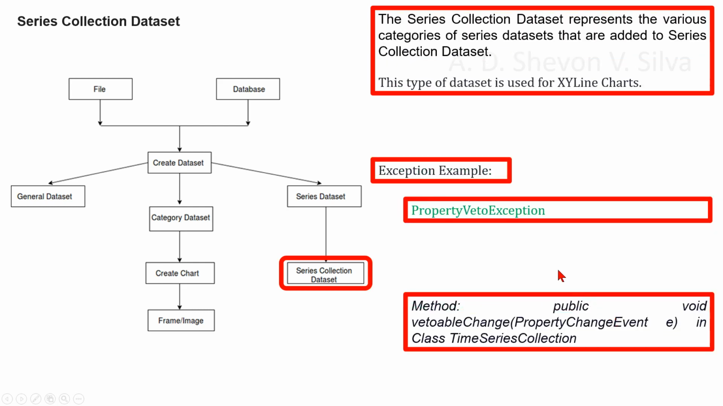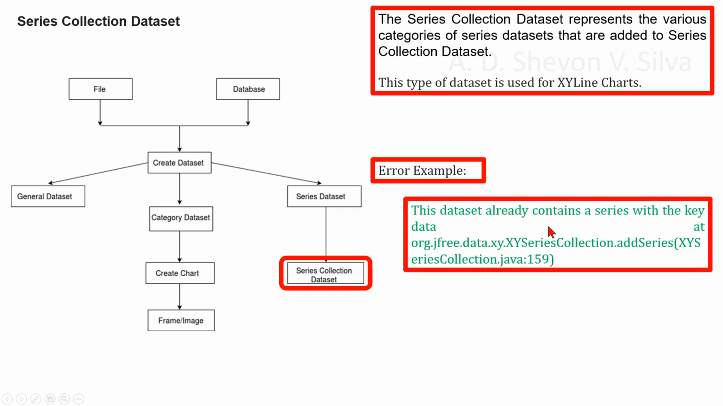As an exception example, we can consider PropertyVetoException in method public void vetoableChange(PropertyChangeEvent e) in class TimeSeriesCollection. As an example, we can consider this one. This dataset already contains a series with the key, at org.jfree.data.xy.XYSeriesCollection.addSeries, XYSeriesCollection.java.